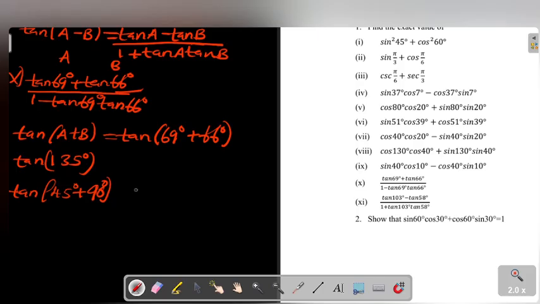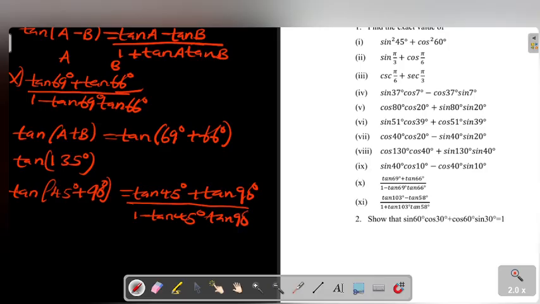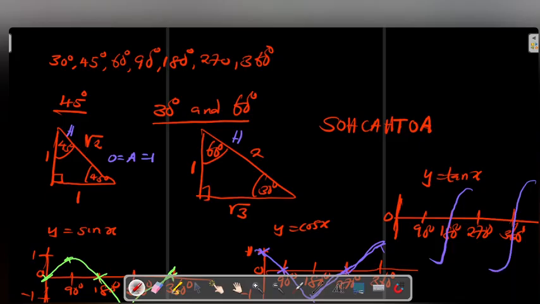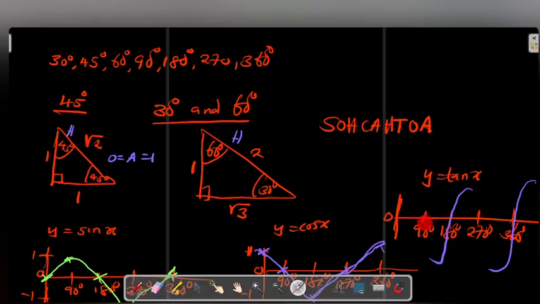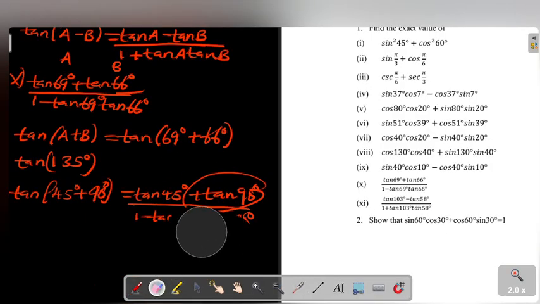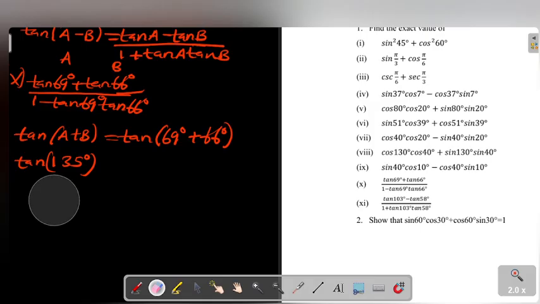But now the challenge will be when you distribute, since you are adding, it will be tan 45 plus tan 90 degrees, over 1 minus tan 45 degrees tan 90 degrees. So tan 45, yes, we can find. How about tan 90? When you go to your graph for tan, at 90 the graph will be undefined. So tan 90 is math error. So that's why we can't use this one now. So we need to use other special angles. 90 has failed.